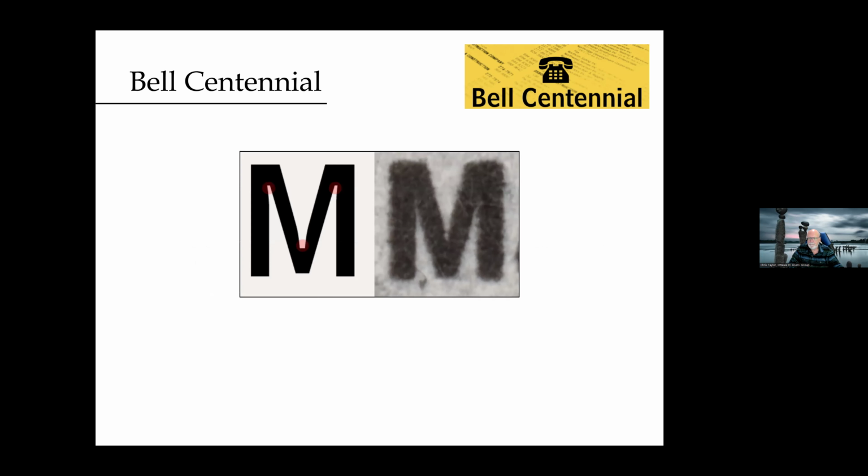Here's an example of a printed capital letter M on cheap paper using Bell Centennial, which had ink traps, and you can see how the ink is filled in those little areas, and it still kept the overall shape of the letter much better than if they didn't have the ink traps.